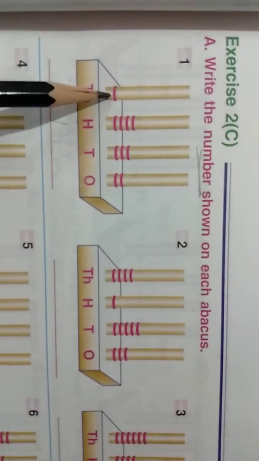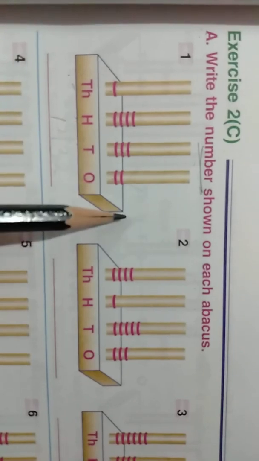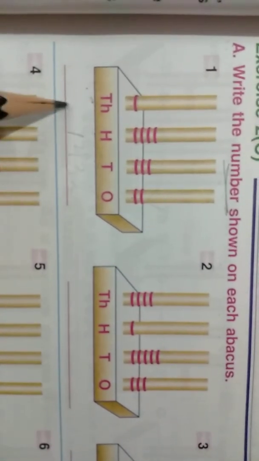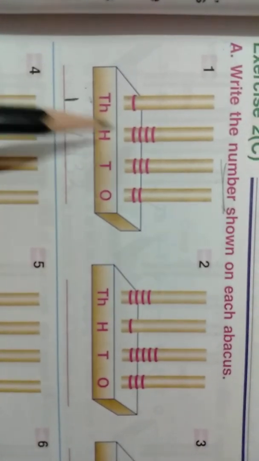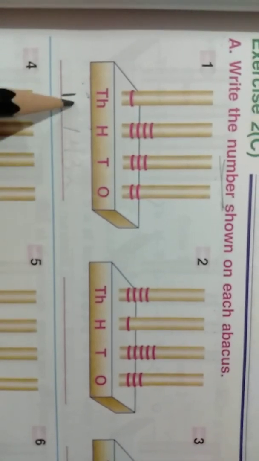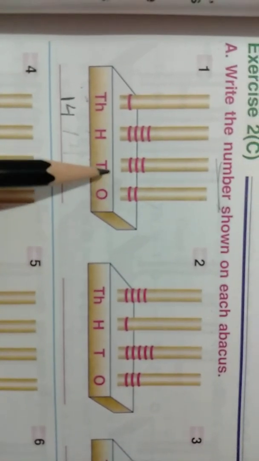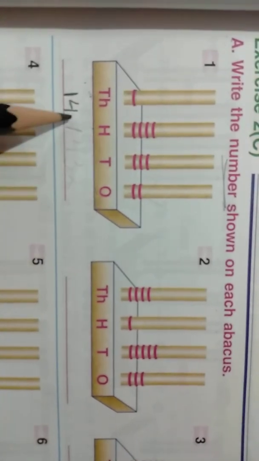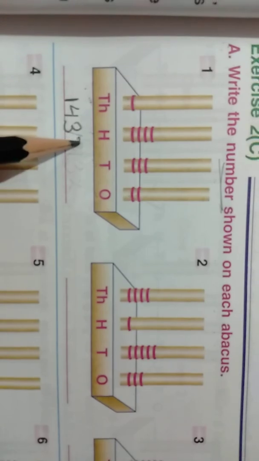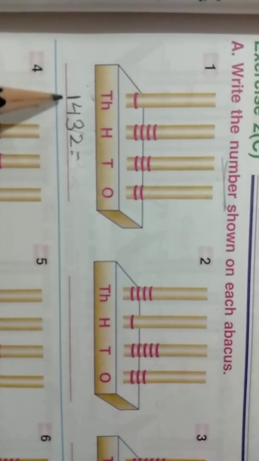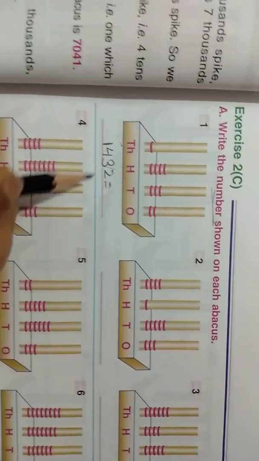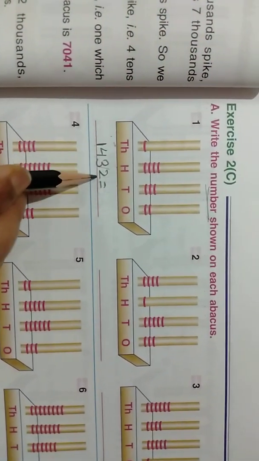So how many rings are there? There are different rings in every portion. How many rings are there in 1000 place? 1. So just write 1 here. How many rings are there in 100 place? 1, 2, 3, 4. Write 4. How many rings are there in 10 place? 1, 2, 3. Just write 3. How many rings are there in ones place? 2. So the answer is 1432. Understand? So answer is 1432.